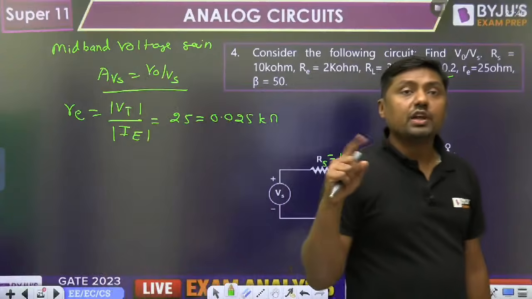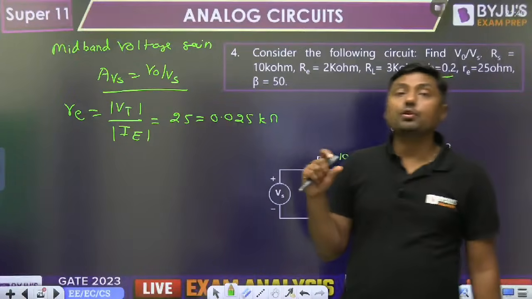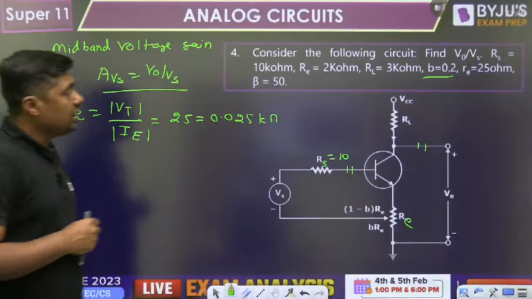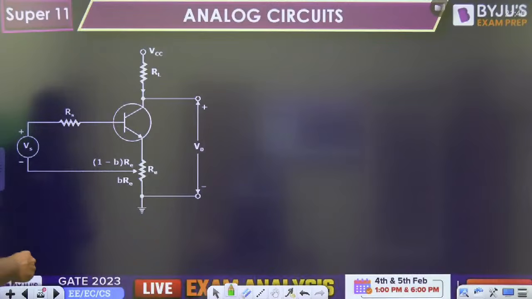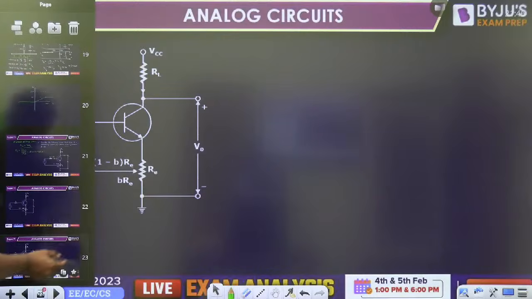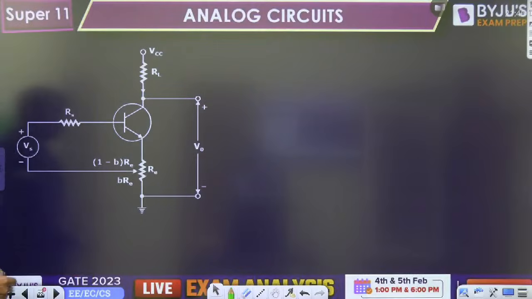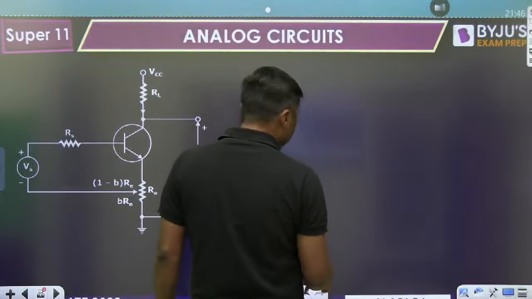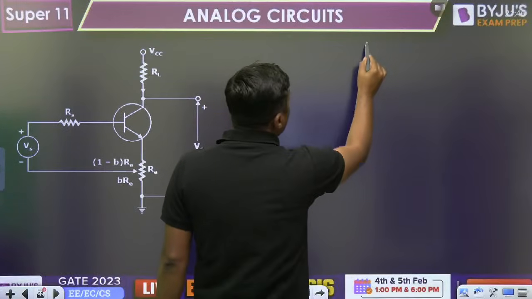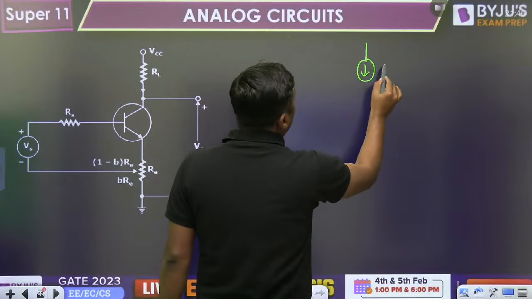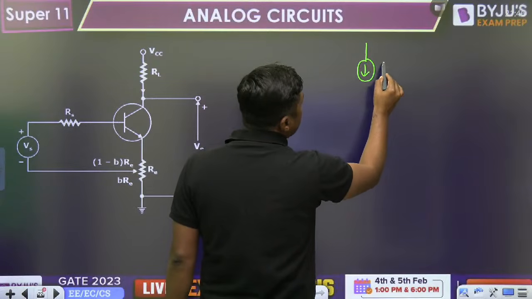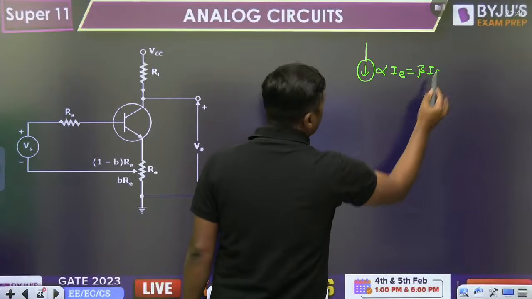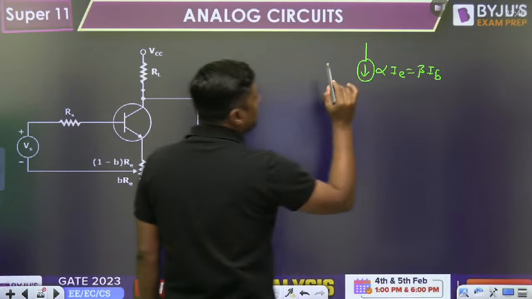Which model can we use, my dear friend? The re model or T model to find the gain. Because re is given, we use the re model. Here IC is given as alpha IE, or we can say beta IB. Both are correct.